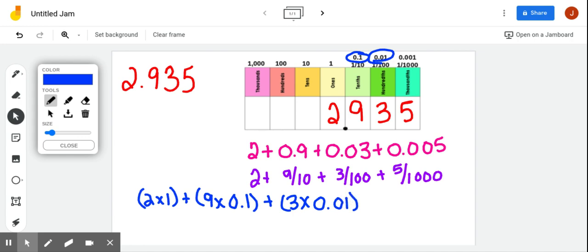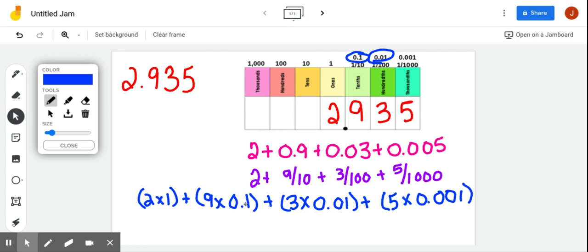And then finally, I have the digit 5 in the thousands place. So I'm going to take the 5 and multiply it by the thousands place in decimal form. Again, because I'm repeating the thousands 5 times, I'm repeating the hundredths 3 times, I'm repeating the tenths 9 times, and I'm repeating my ones 2 times.